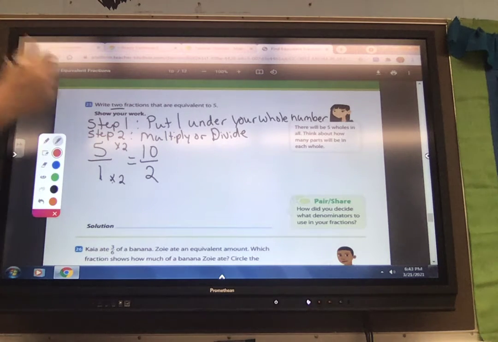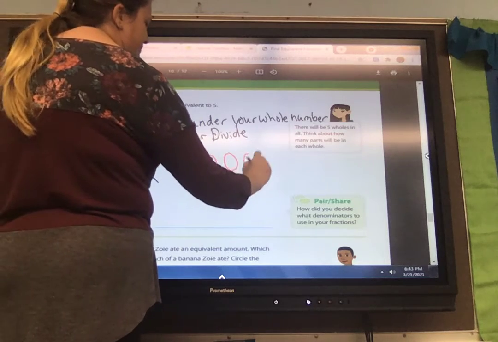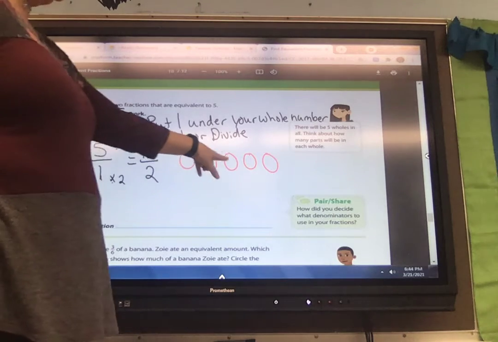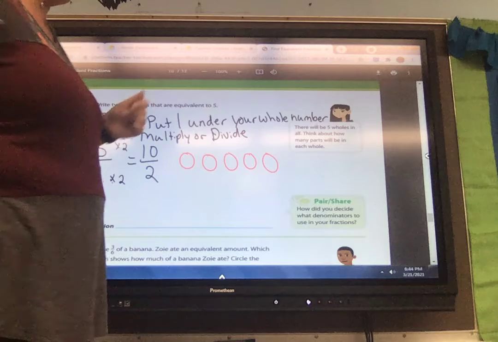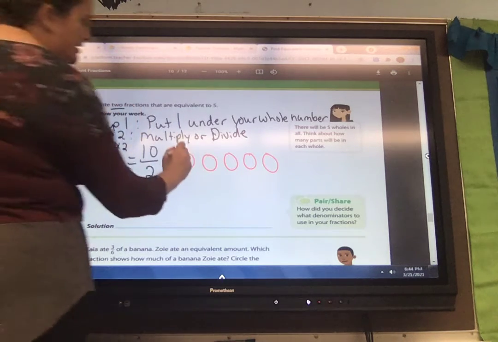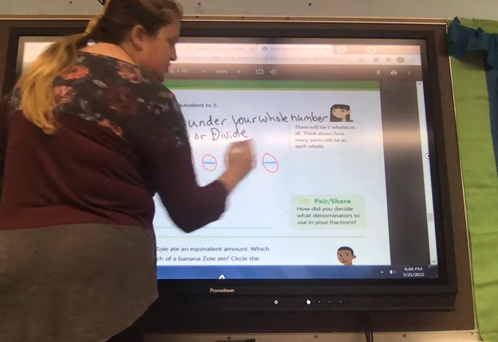So I'm going to draw that so you can see it. So here's my 5 pizzas. That's what I first started with. That's my first fraction, 5. And each pizza has 1 part because we're not cutting it. Now I want to cut it times 2. So I'm going to cut every one of them into 2 parts.